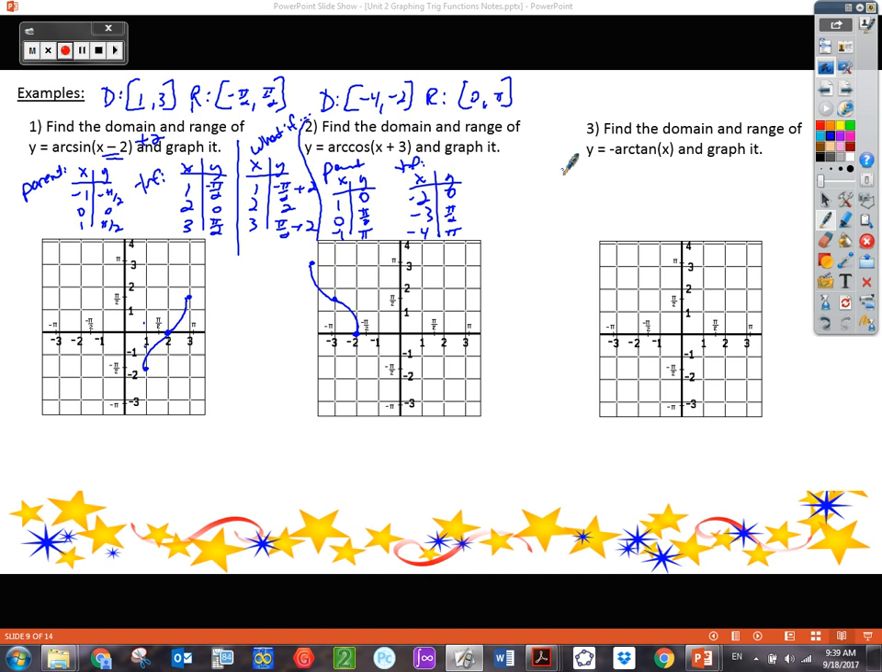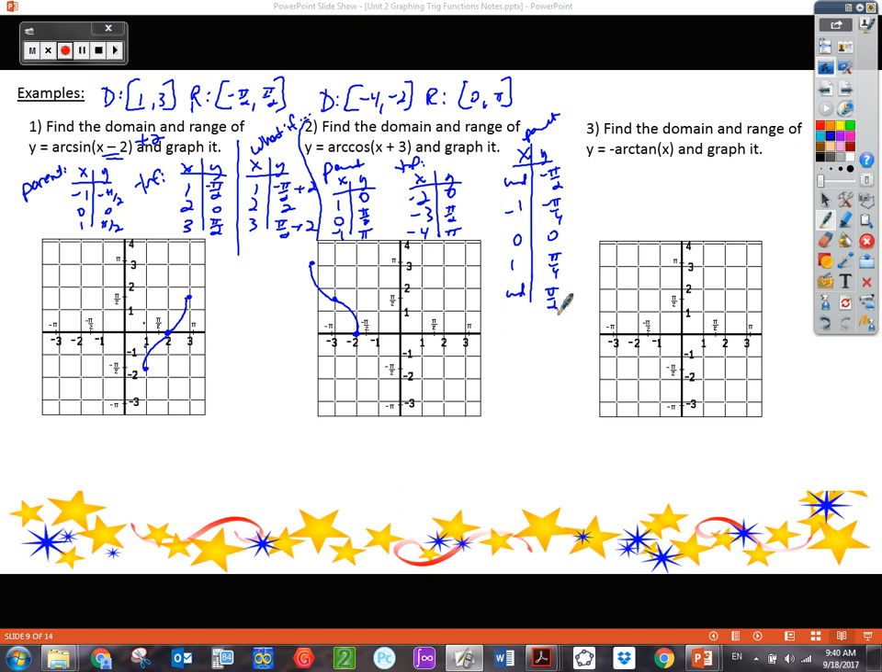Last one is dealing with arctangent. All right, so let's do those parent points. The parent points for our little guy arctangent are undefined, negative 1, 0, 1, undefined for y values, and for x values, negative pi over 2, negative pi over 4, 0, pi over 4, and pi over 2. Okay, so there's our parent points.